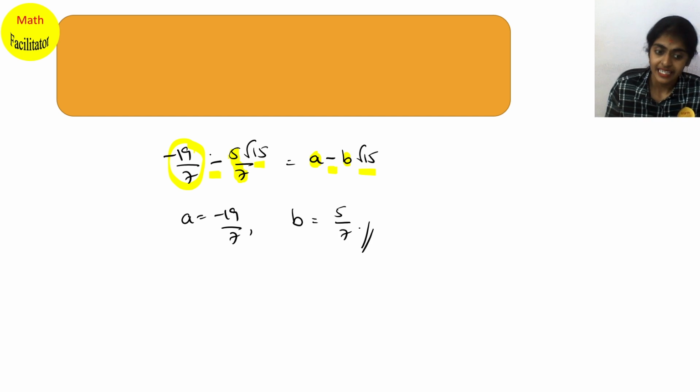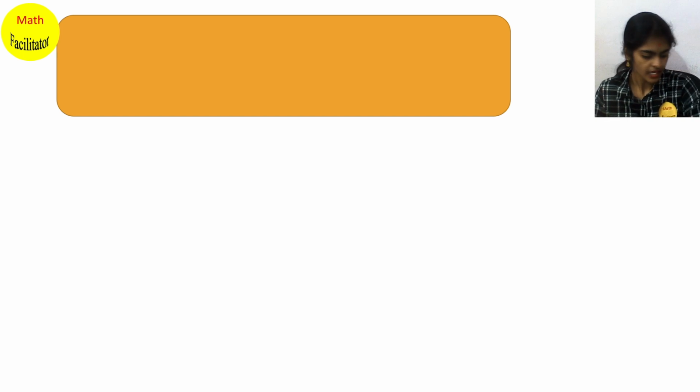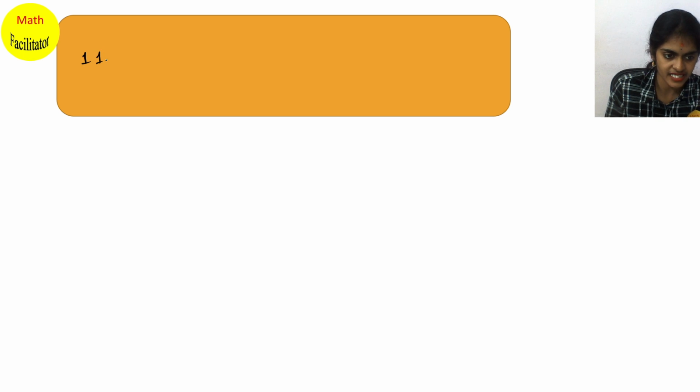Clear everyone? Here is where many people get confused about the minus. Here it is minus b root 15. So this minus is already there. So in the place of b, you have only this. Clear beta? Let's proceed to the last question of this exercise.